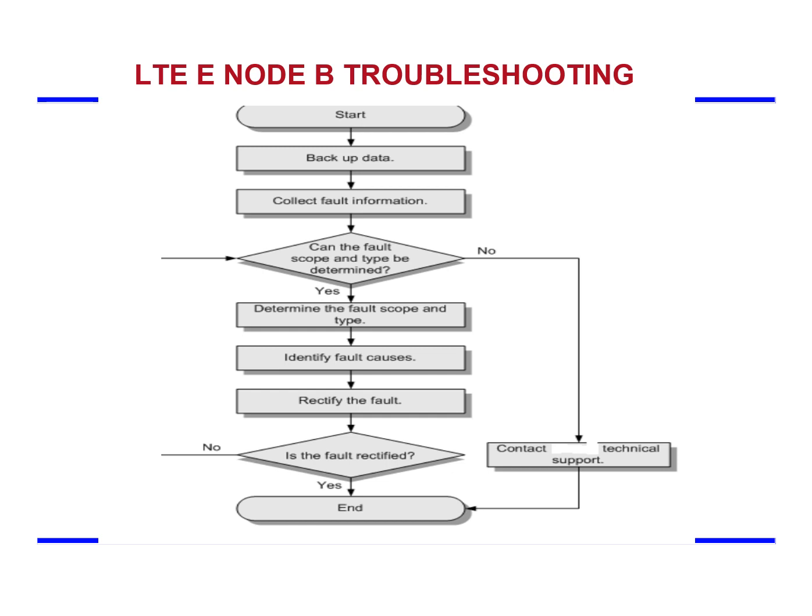This is the flowchart for the LTE eNodeB troubleshooting. First, we should back up the data, collect the fault information, and check whether the fault scope and the type can be determined. If yes, go to the fault scope, identify the causes and rectify the fault. But if it is out of scope, contact the technical support and get it rectified.